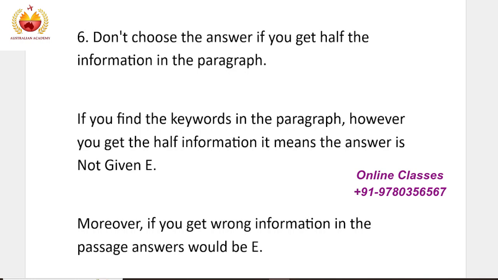And sometimes, moreover, you get wrong information in the passage, so the answer would be E. When I say wrong information, the information related to the question is there, but it is wrong in some way. So if you get 100% correct information, it will be A, B, C, D. But if only half the information is there and half is not there, or half is there but the other half is wrong, something like that, okay? Then that should be E, not given.